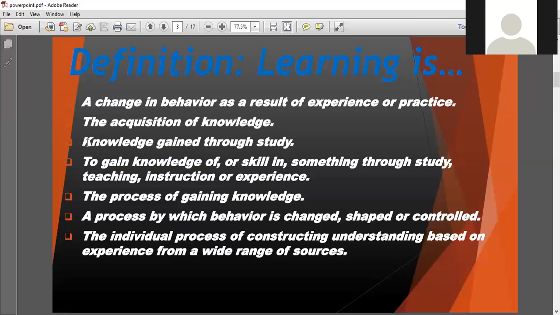So some of the changes in behavior are occurring because we are learning many things outside the classroom, and we are also learning knowledge and skills inside the classroom. And then learning is the process of gaining knowledge, as it was said, and a process by which behavior is changed, shaped, or controlled. Now it's important.